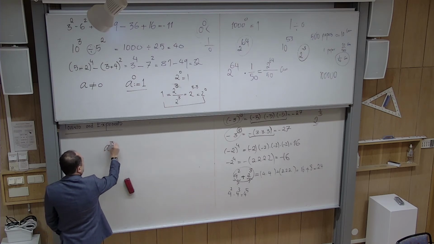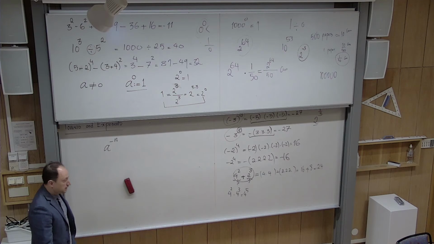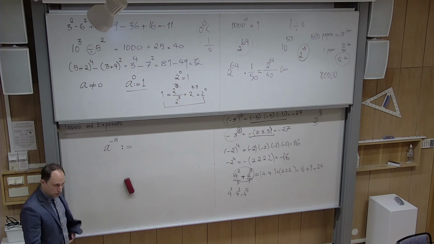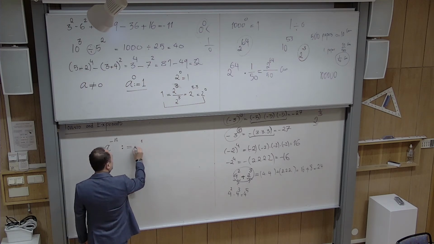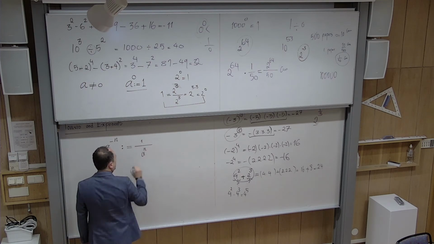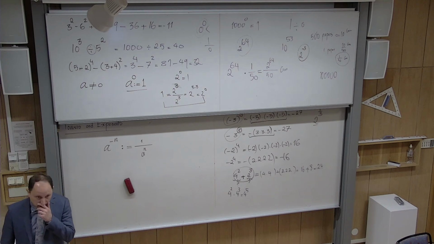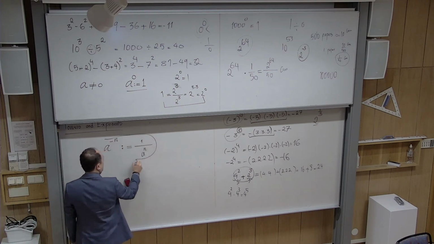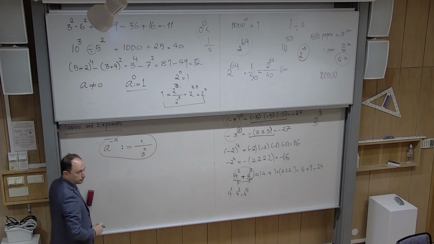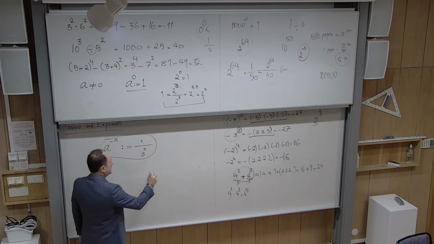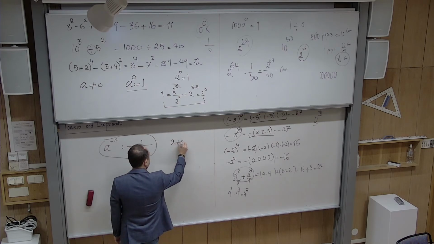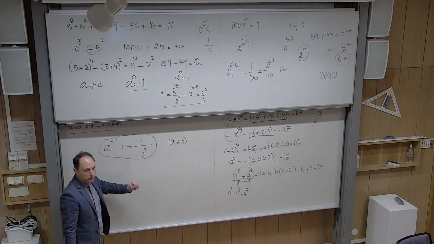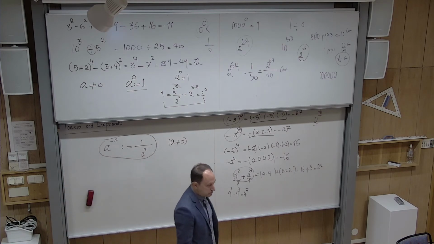If I have a to the power minus n, this is defined to be 1 over a to the positive n. Remember, this is something very important to have in mind. Of course, in this case, it is important that a isn't 0. Needless to say, because if a is 0, the denominator becomes 0 and I am in trouble.